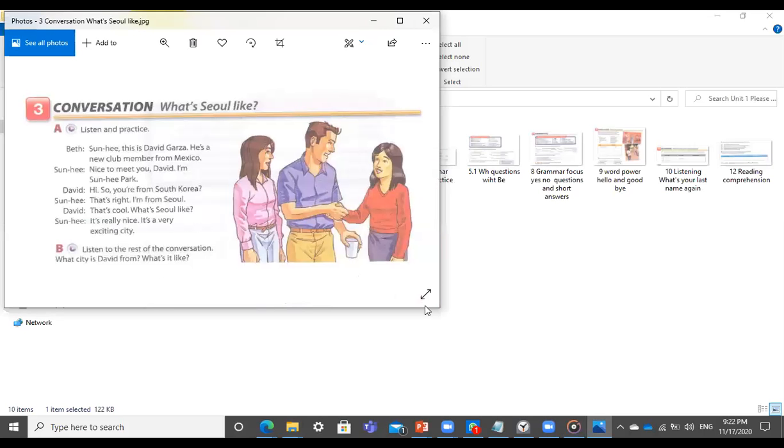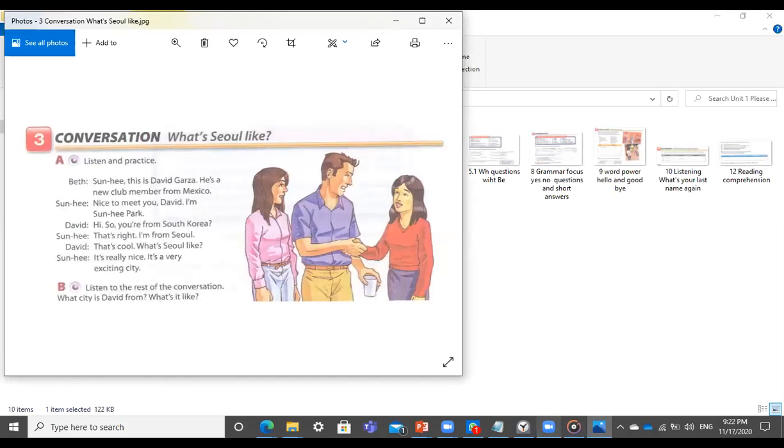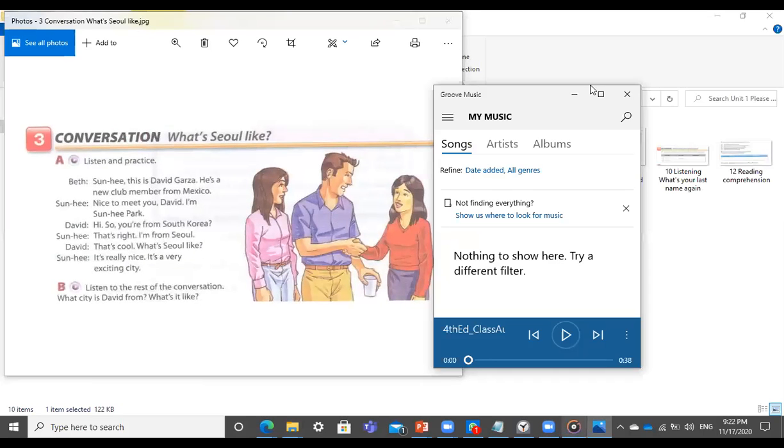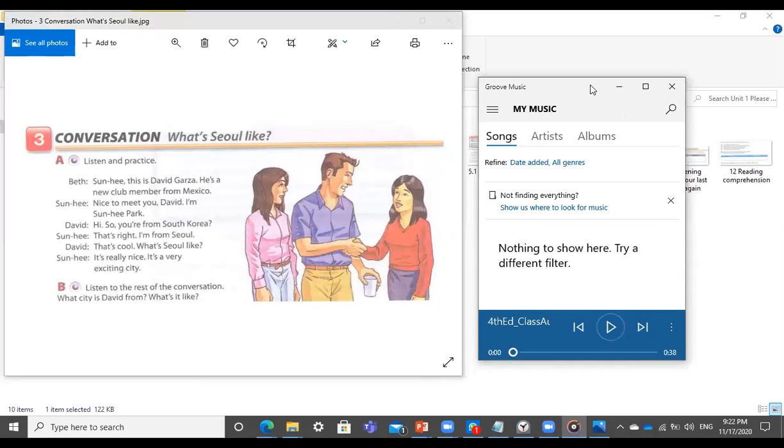Since you already have this image with you, I think it's going to be way easier for you to practice this. But I need to ask, can you see both the conversation and the audio over there? Can you see it over there? Yes? All right, so here we go. Just pay attention to Beth and Sonhee in there. Go ahead, please. And also David.